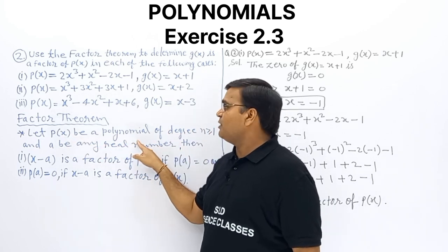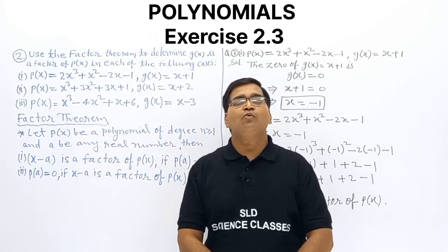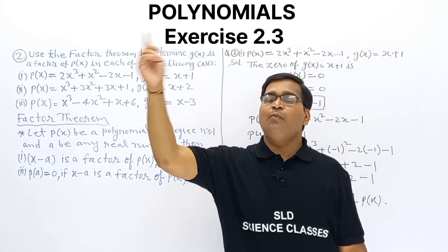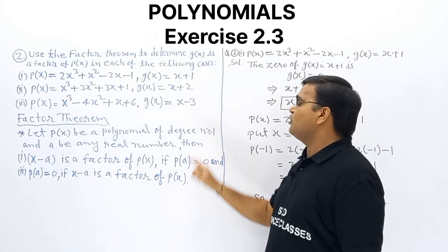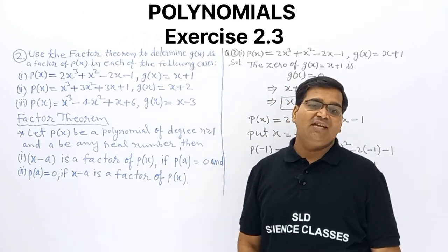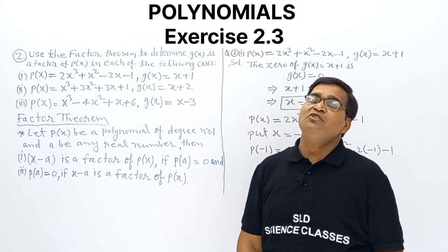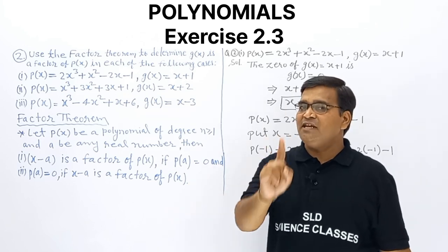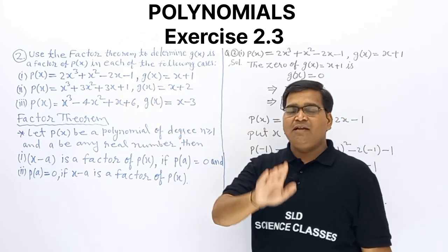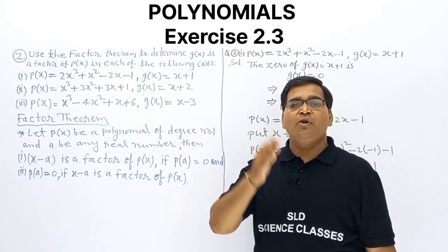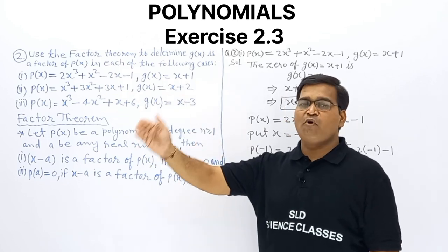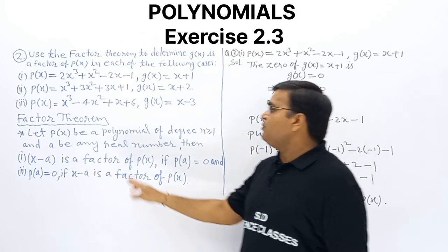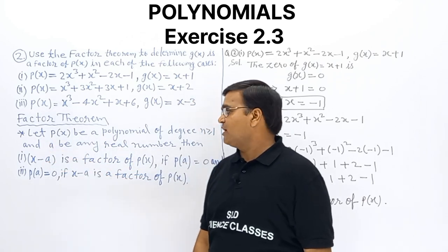But here we are studying p of x, a polynomial having a degree. Degree means, if we have a linear polynomial, its degree is 1. So the degree should be 1 or more. Here n greater than or equal to 1 is not a power, it is the degree. A linear polynomial has degree 1, a quadratic polynomial degree 2, a cubic polynomial degree 3, a biquadratic 4, and so on. So the degree should be greater than or equal to 1, and a is any real number.